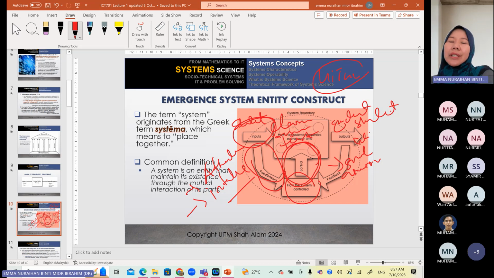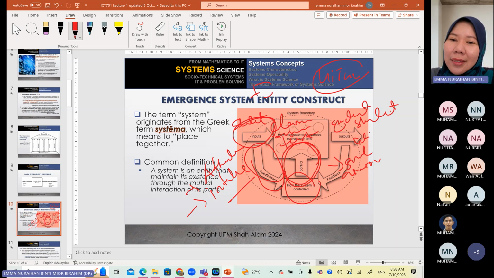What about the system boundary in education? What about the system boundary? Apa boundary education ni? Boundary dia bukan pagar universiti, bukan. Student jawab. What is the boundary? Okay, what is the boundary of this education system? Apa you rasa? Teknologi? Technology? No, not technology. Apa dia? Policy. Yes, it's the education policy lah.